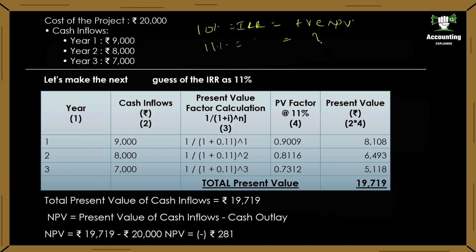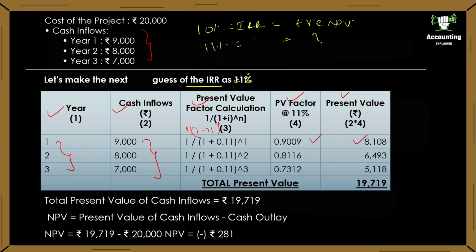Okay. So the next case is IRR as 11%, that becomes your I. The columns are the same as we had for IRR at 10%: year, cash inflow, present value factor calculation, present value factor at 11%, present value of cash inflows. So years 1, 2, 3, with 9,000, 8,000 and 7,000. Now instead of 10% we are going to take 11%. So it becomes 1 divided by 1.11 to the power of 1 for the first year. So the PV factor is 0.9009. 2 into 4 you get 8,108.